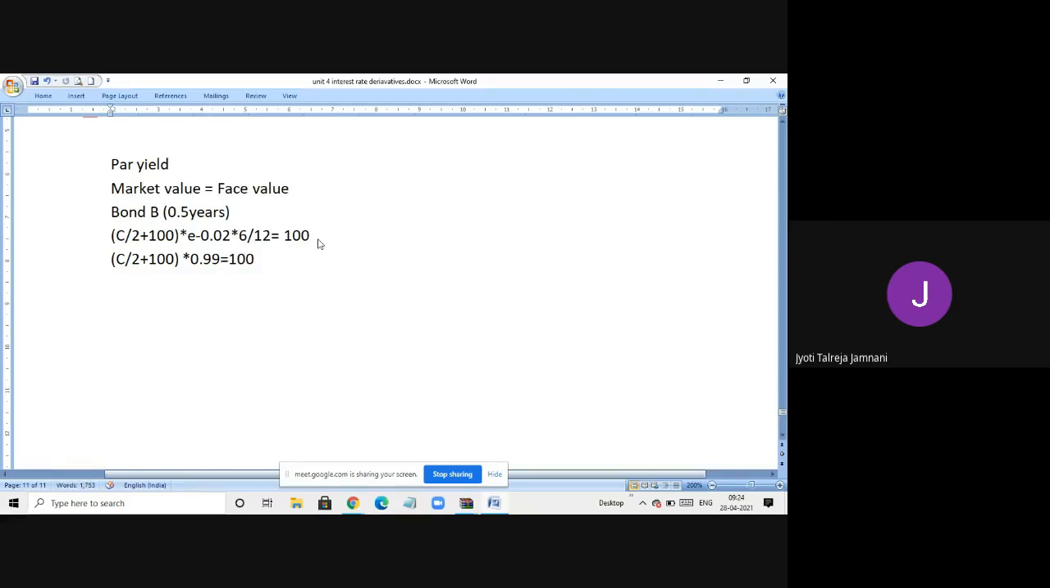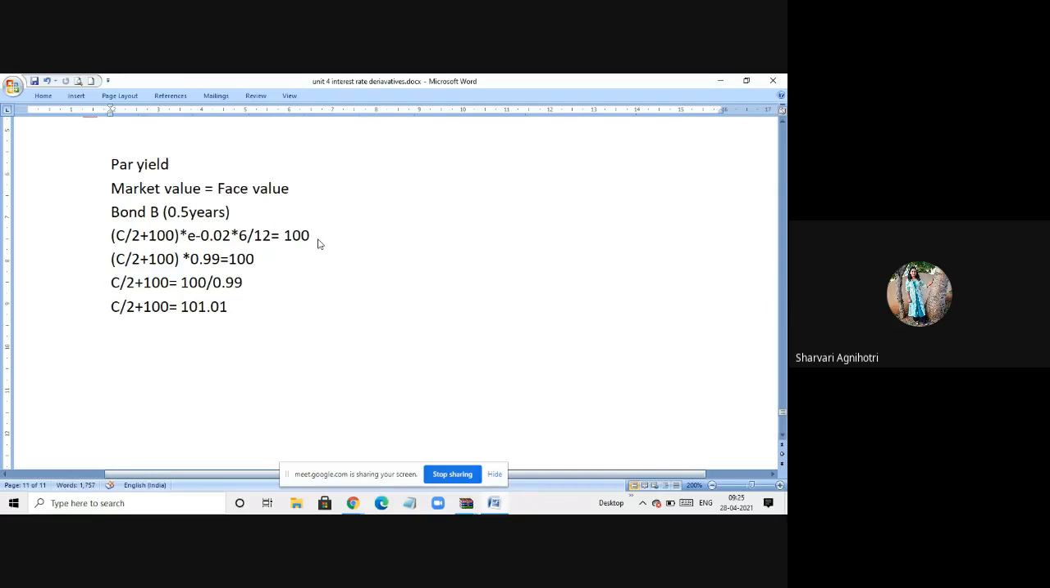If I take this 0.99 that side, multiplication will become division. So I will have C by 2 plus 100 is equal to 100 divided by 0.99. How much do you get? 101.01.